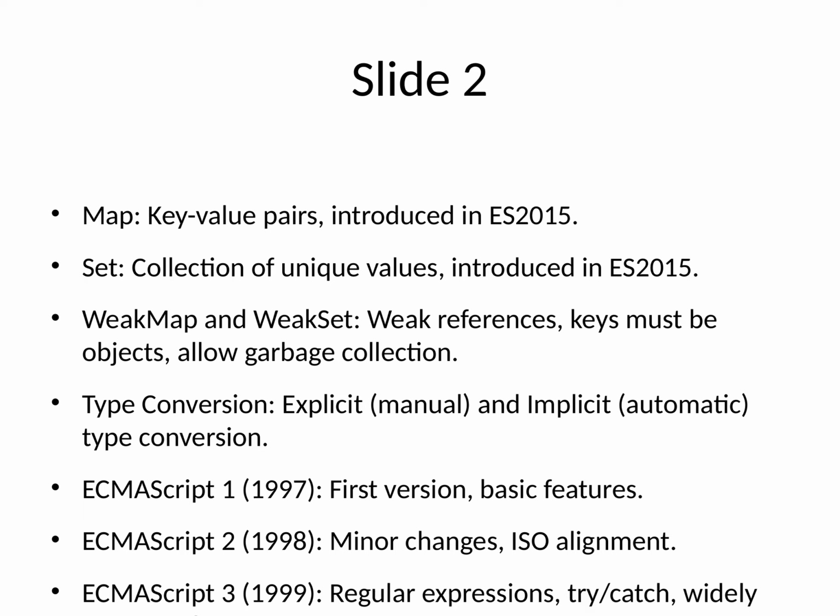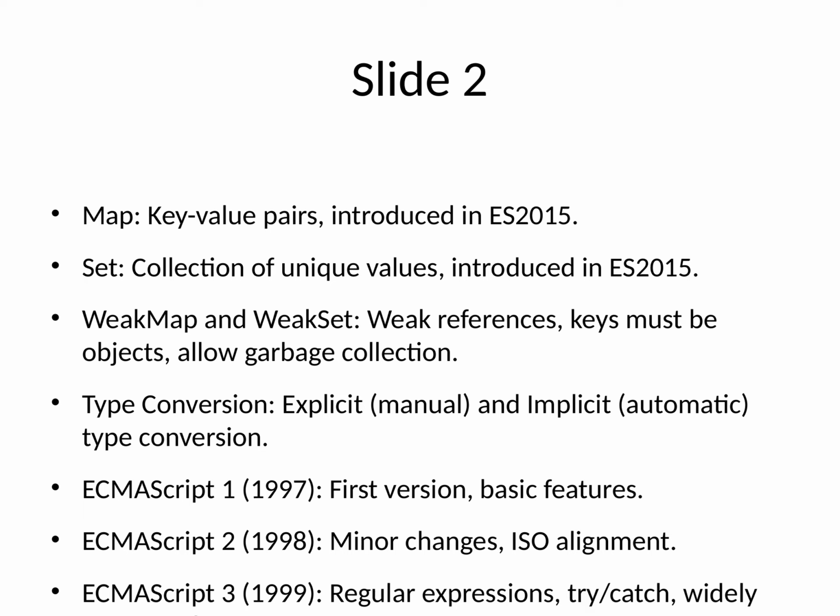Next, let's explore the evolution of ECMAScript standards. ECMAScript 1, released in 1997, was the first official version, introducing basic language features. ECMAScript 2 followed in 1998 with minor changes and alignment with the ISO standard. ECMAScript 3, released in 1999, added support for regular expressions and try-catch exception handling, becoming the widely supported baseline for years. ECMAScript 4 was abandoned due to disagreements about its complexity.